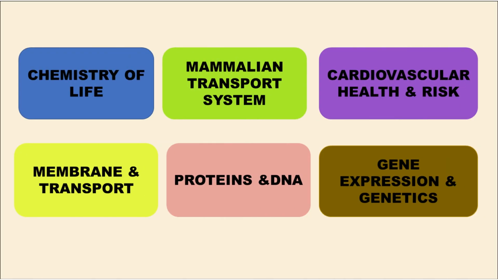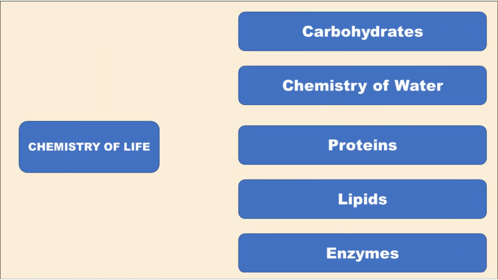Look at the past paper questions. Based on those questions, I have made some categories. They are chemistry of life, mammalian transport system, cardiovascular health and risk, membrane and transport, proteins and DNA, and gene expression and genetics. So right now we are still under chemistry of life, and under chemistry of life, these are the subtopics I have already made. Today we are going to tackle some questions on lipids.